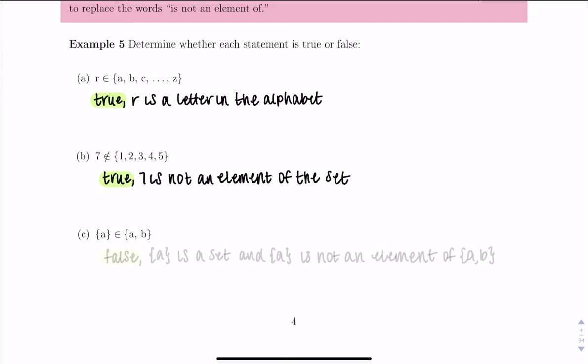What about the set of A is an element of the set A, B? Now this is false because with the curly braces, this is now a set, and that set is not an element.